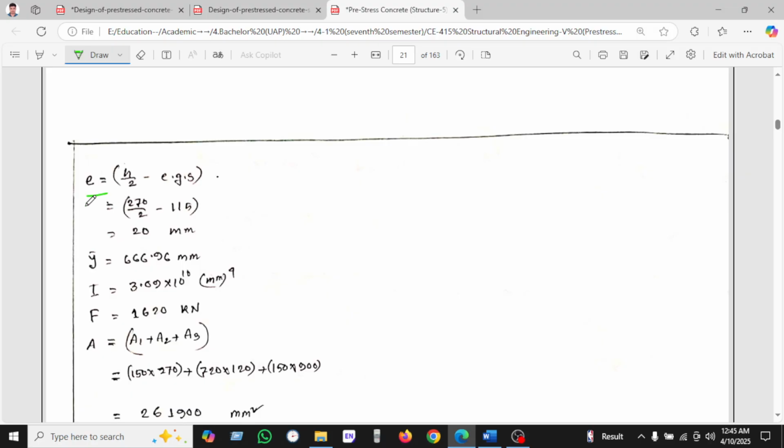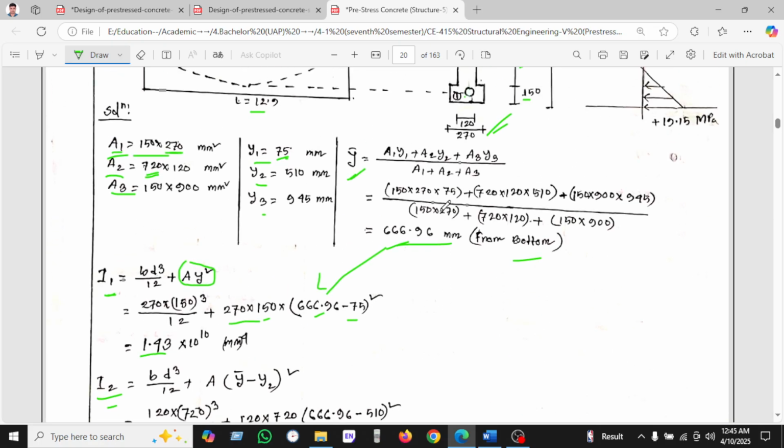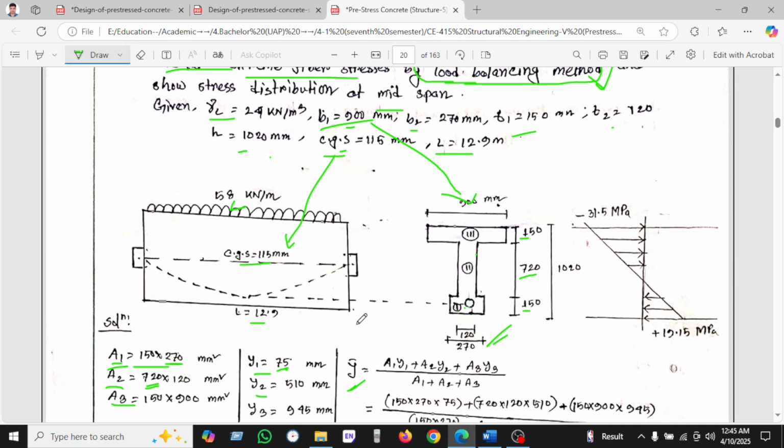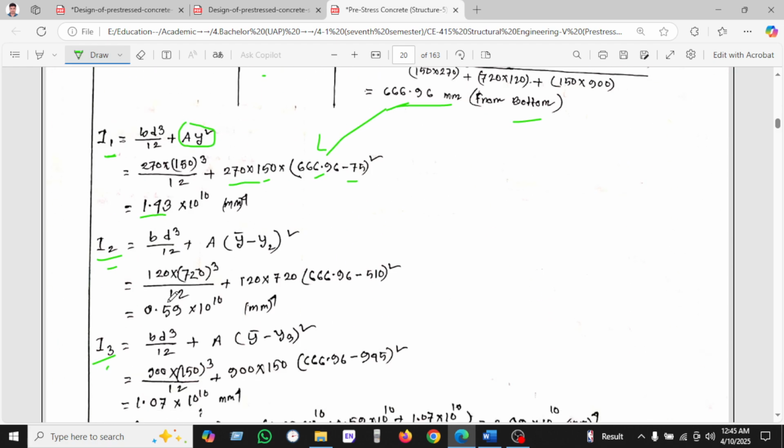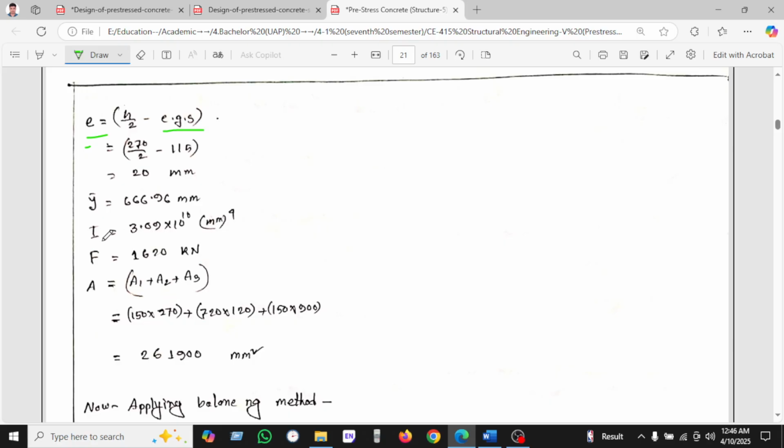Now we calculate the E, which is H by 2 minus CGS, the CG of steel, and H will be 270 as given in the question. 270 is the 270, and in this way I found the E value is 20, and the Y value will be found here at the total.